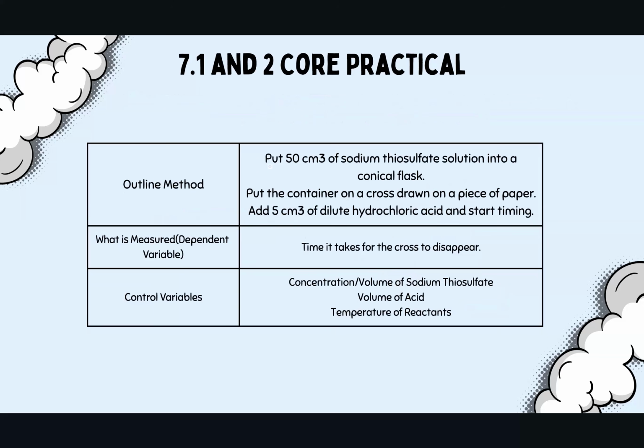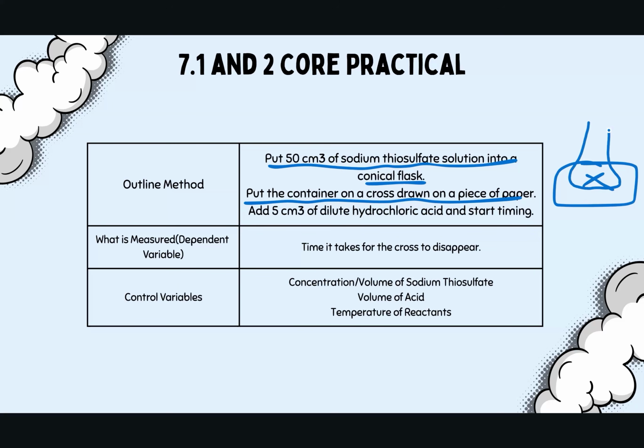So the method is you put 50 centimeters cubed of sodium thiosulfate solution into a conical flask, put the container on a cross drawn on a piece of paper, put the conical flask over the top, add 5 centimeters cubed of dilute hydrochloric acid and start timing, and time how long it takes for the cross to disappear. Now, what you can do the next time round is use a stronger concentration of the sodium thiosulfate or a stronger concentration of the hydrochloric acid. You could do the experiment again at different temperatures.